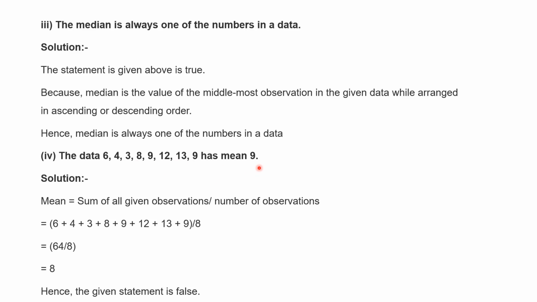It has mean 9. So what is mean? Sum of all observations divided by number of observations. Sum of all observations is 64 and number of observations is 8. So the answer is 8. But they have told here 9. That's why the given statement is false.